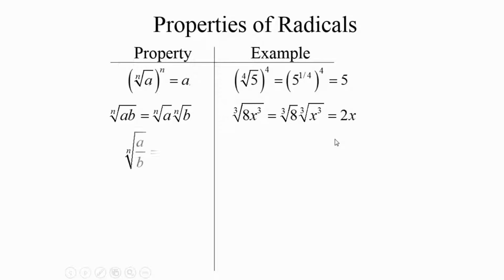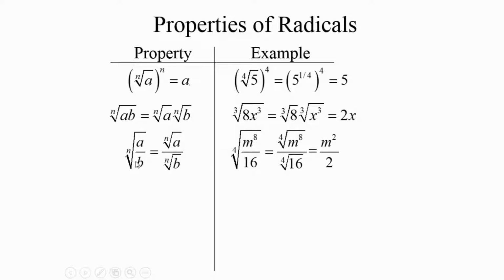If you have division, you can also separate it. So the rules for multiplication and division are very close to each other, but not for addition and subtraction. Most of these rules we have. So here you have the nth root of a divided by b. We say that is equal to the nth root of a divided by the nth root of b.